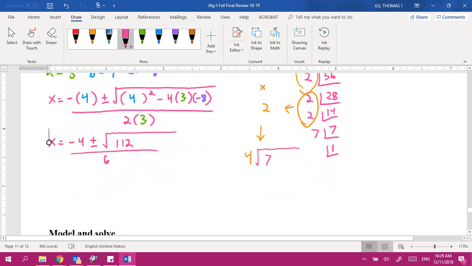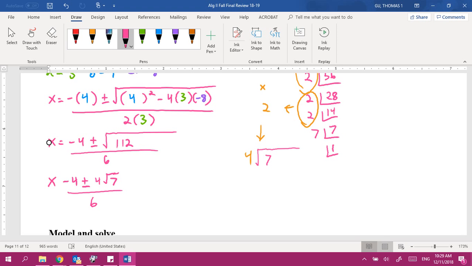So on my next line, I'm going to write x equals negative 4 plus or minus what? 4 square roots of 7. We just found it. That was the whole point of doing that. Right? So plus or minus 4 square roots of 7. Over? 6. And now there's just one more step. What do I need to do here? We got to look at all three of the terms and see if they can be reduced by the same number.